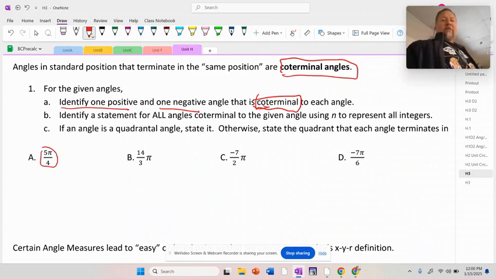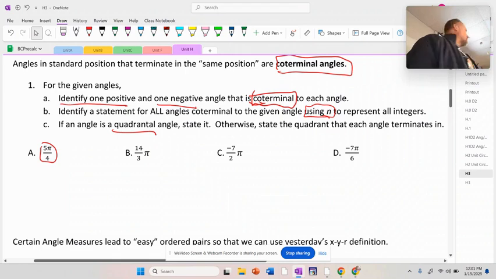All right. Identify a statement of all angles coterminal, using n. This is good. If the angle is quadrantal, state it. Remember, I used that term yesterday. Quadrantal means you land on an axis. Otherwise, state the quadrant that each angle terminates in.